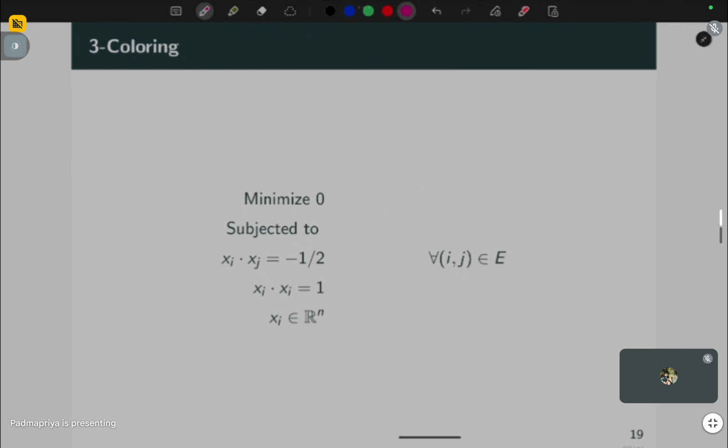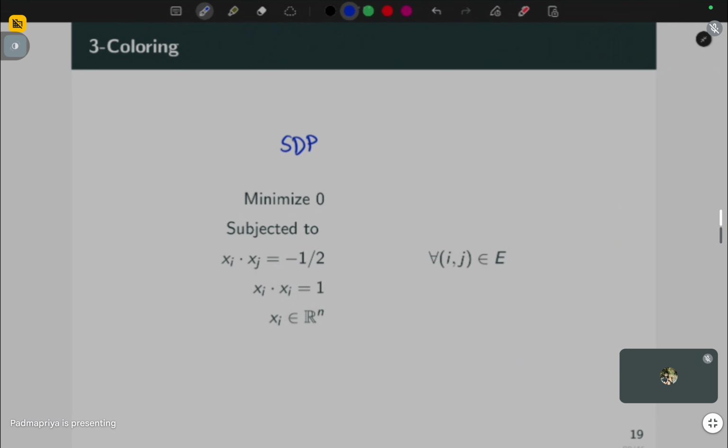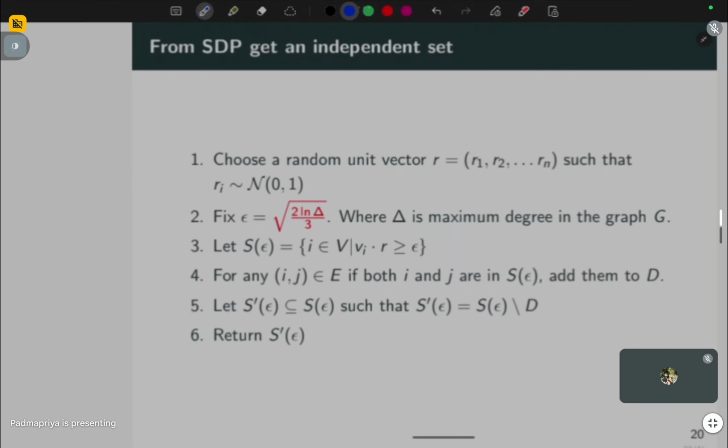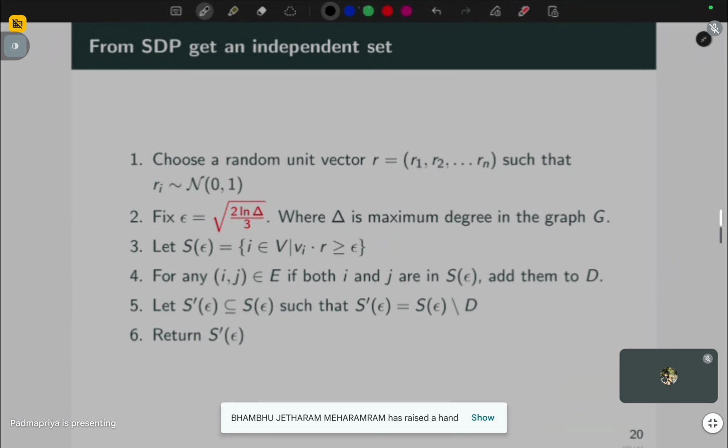The algorithm is whatever we have seen so far, just putting everything together. First, solve the semi-definite programming (SDP) setup, and from here try to get an independent set. To get the independent set, we choose a random unit vector.